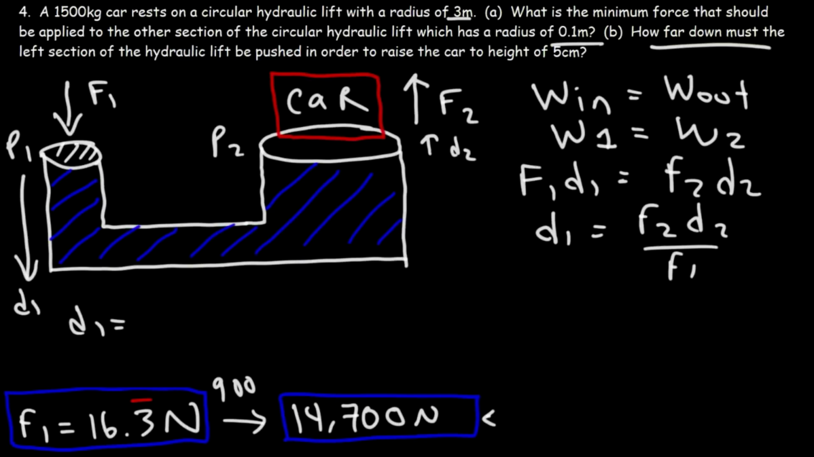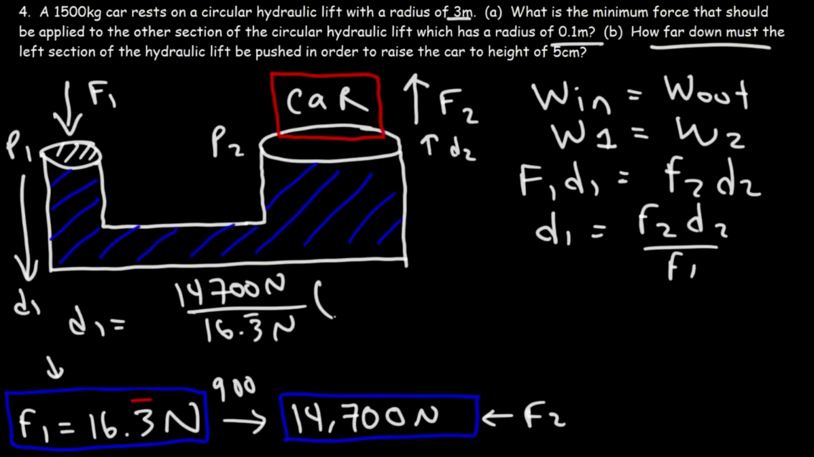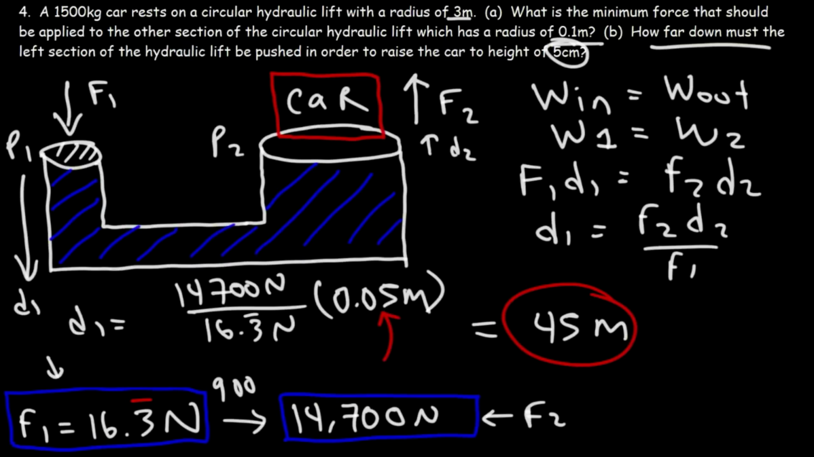So F2 is this value here. That's 14,700 newtons. F1 is this number, 16.3 repeated newtons. And we're going to multiply that by D2, which is 5 centimeters. To convert centimeters to meters, divide by 100. So D2 is 0.05 meters. So D1 is going to be 45 meters, which is a lot bigger than 0.05 meters.